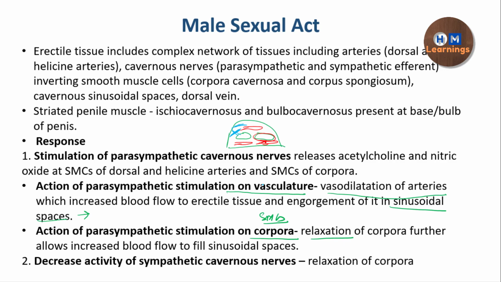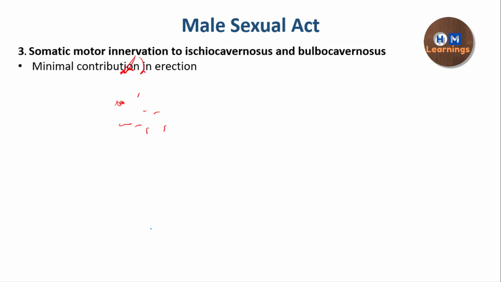Now, what is the action of the parasympathetic? As I also said, there is parasympathetic and sympathetic innervation also. So there are three efferents which are acting in the erection. Number one is the parasympathetic one, which is the major one. Number two is the sympathetic one, and number three is the somatic efferent. Sympathetic and somatic are the minor ones. The sympathetic one is not activated. Actually, there is decrease in the activity of the sympathetic nerves, which will lead to the relaxation of the corpora. So the same thing, it will give more space so that more sinusoidal spaces could be filled, or they can have more blood in them.